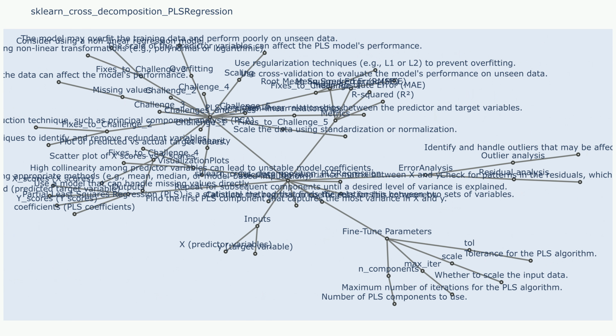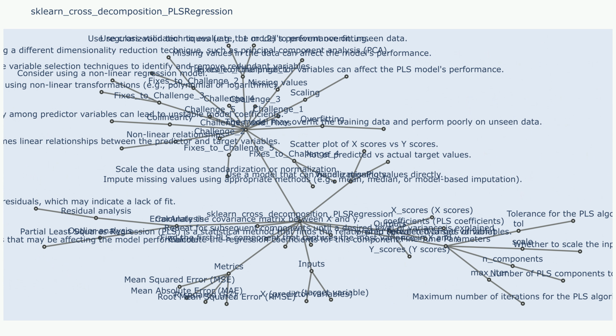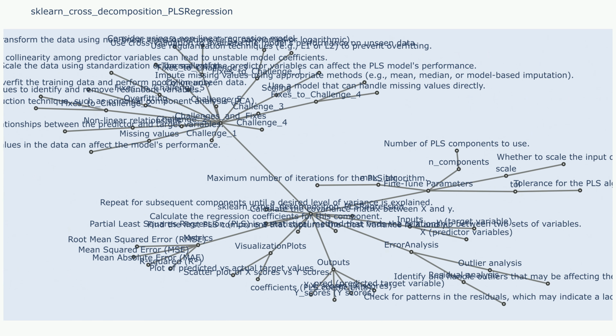Challenge 2: choosing the optimal number of components can be subjective. Sample use case that resulted in challenge 2: selecting too many components can lead to overfitting, while selecting too few can result in underfitting. Fixes to challenge 2. Use cross-validation to evaluate the model performance with different numbers of components. Examine the scree plot for an elbow point, indicating a good trade-off between dimensionality reduction and explained variance.